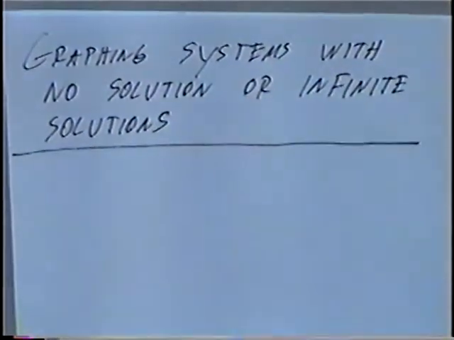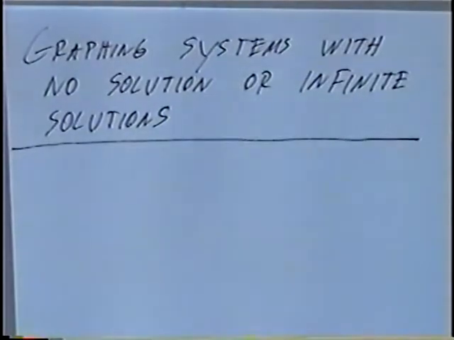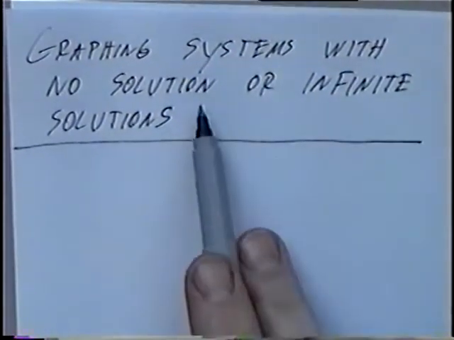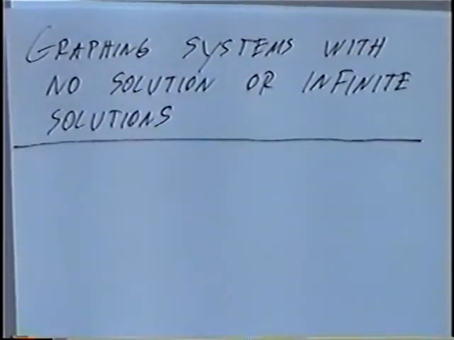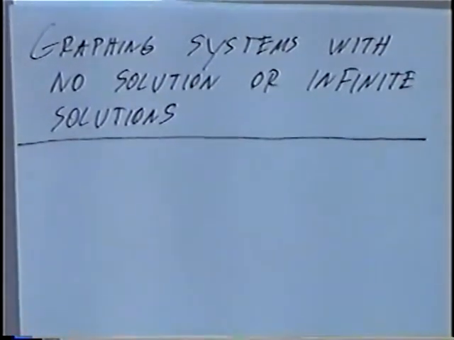In this section, we'll graph systems of equations, which again means two or more equations, that will have no solutions, which means the lines do not cross, or infinite solutions, meaning they cross at multiple points.